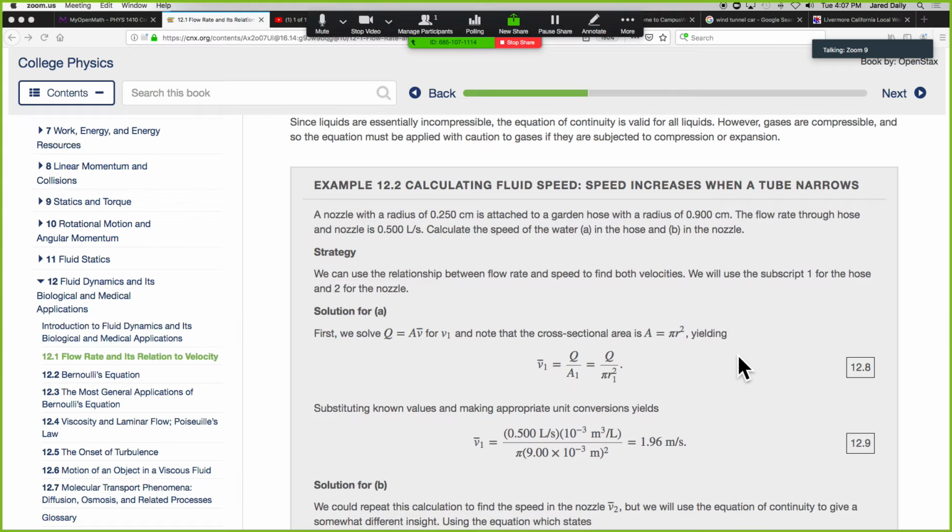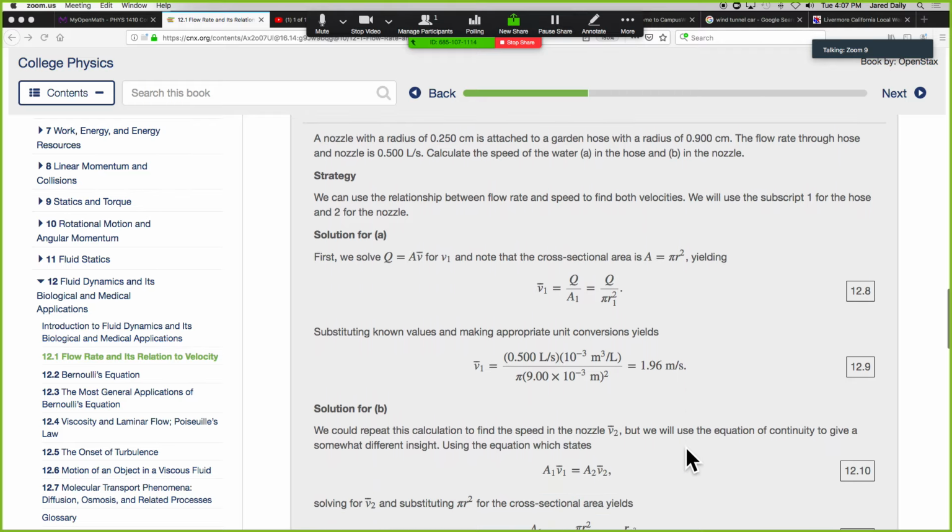So let's use the continuity equation. We have a nozzle on a garden hose. The nozzle has a radius of 0.25 centimeters. The garden hose has a radius of 9.9 centimeters. The flow rate is 0.5 liters per second. The speed of the water in the hose and the nozzle is what we're going to calculate. So the velocity at the hose is going to be equal to the flow rate, which is 0.5 liters per second, and they make the conversion into cubic meters, divided by the area, which is pi times the radius squared. And they do the pi, and they just plug that in right there. So the velocity in the hose is 1.96 meters per second.